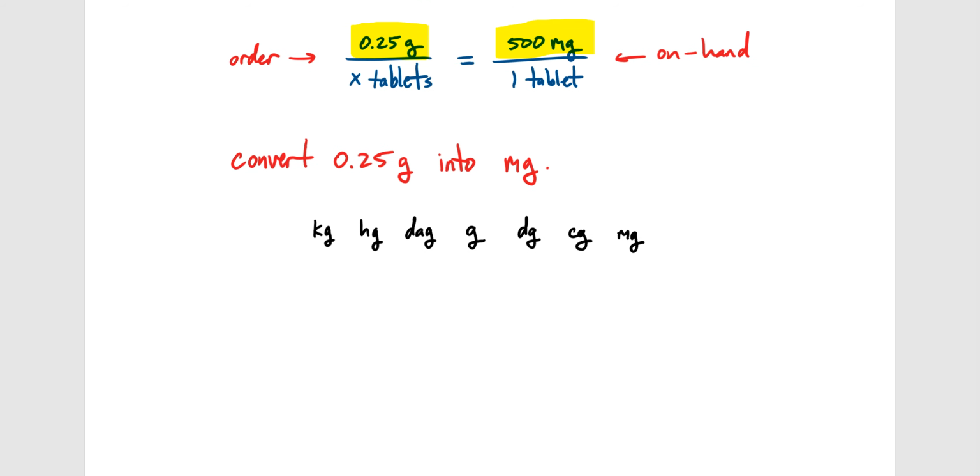Okay, so what we can do is create your little table here, a little row of the metric measurements. So we're starting with grams and we're going to milligrams. So that's going to be 1, 2, 3. That means we have to move the decimal 3 spots to the right to convert that to milligrams.